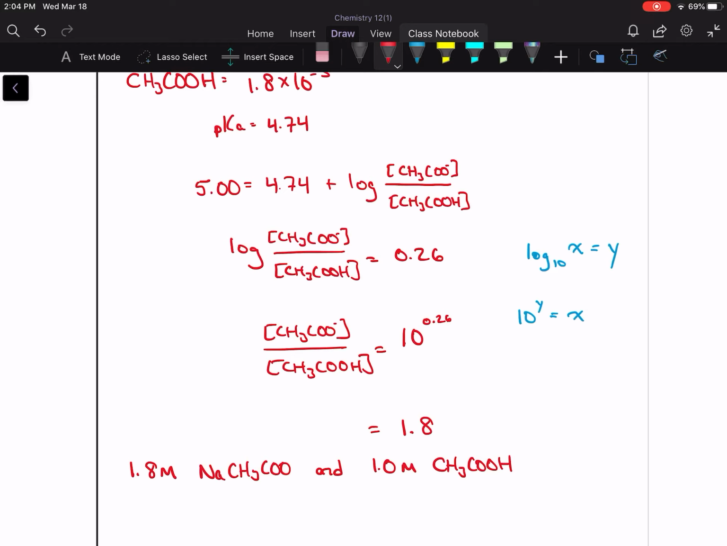The larger the concentrations, the larger the buffering capacity would be, but they would all buffer at the same pH of 5 because that ratio would still be the same regardless of their concentrations. So for example, I could also do 0.18 molar sodium acetate and 0.10 molar acetic acid, and this would have the same ratio of 1.8, so I would buffer at the correct pH. However, this second buffer would have a lower capacity.